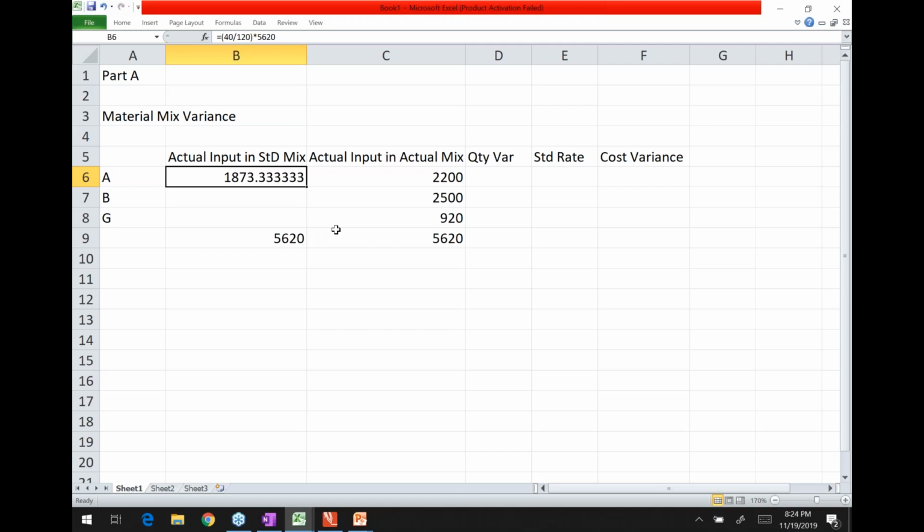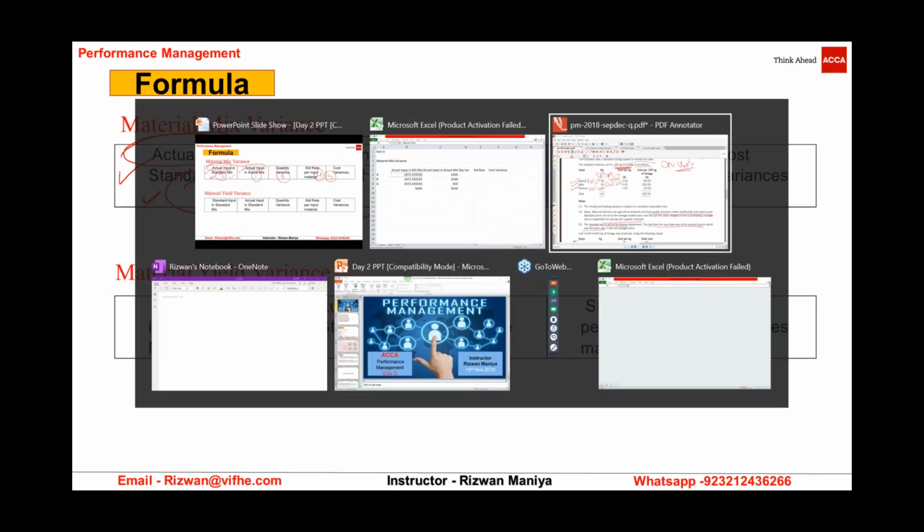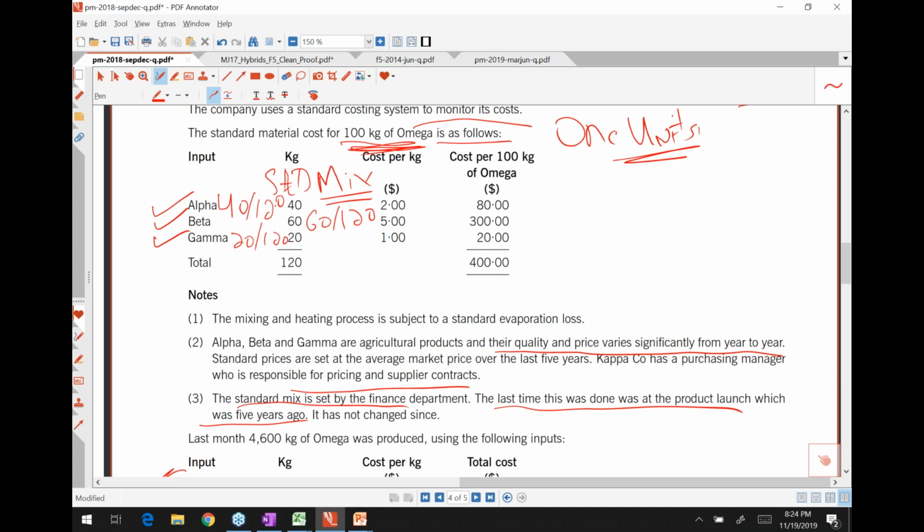I'll just copy this through Control C and paste into the next two boxes, and I'm getting the same answer. So don't worry, the small change I will make here is very simple. I'll just go back to the question to verify the numbers. So for beta, we require 60, and for gamma we require 20.